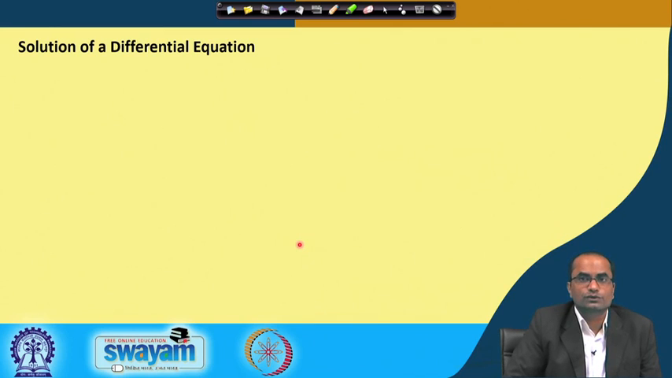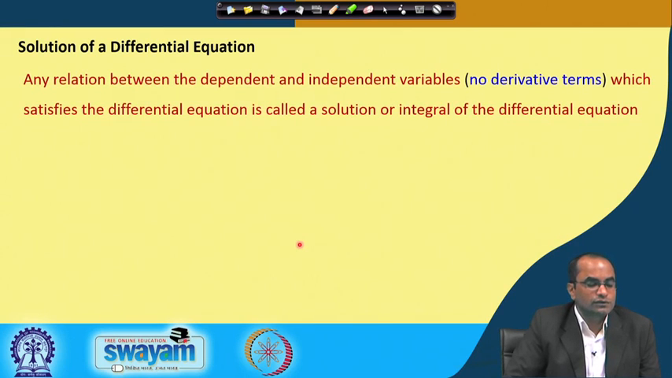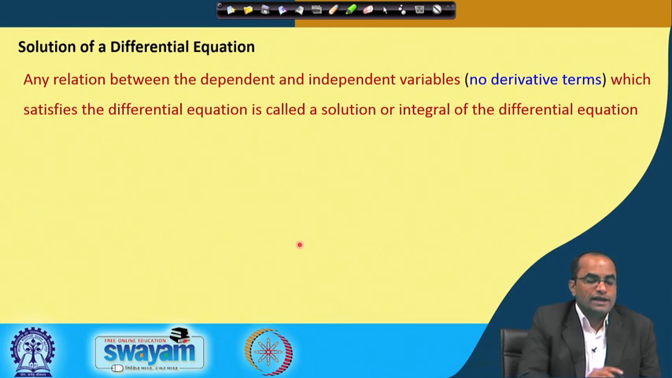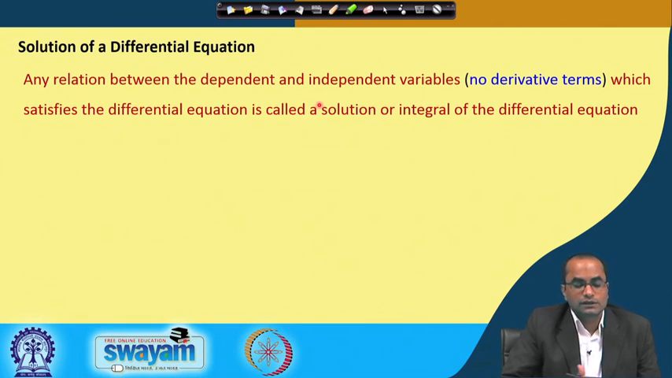Now, coming to the solution of the differential equation. Any relation between the dependent and independent variables without the derivative terms, because in the solution we do not want to see derivatives, which satisfies the differential equation is called a solution, or the integral, of the differential equation.